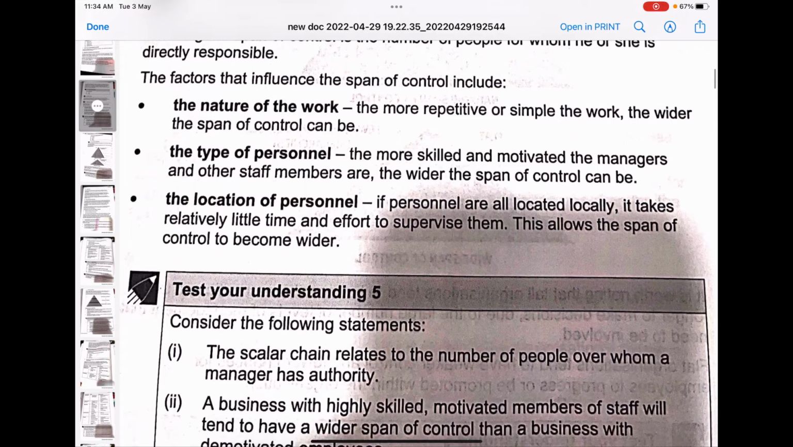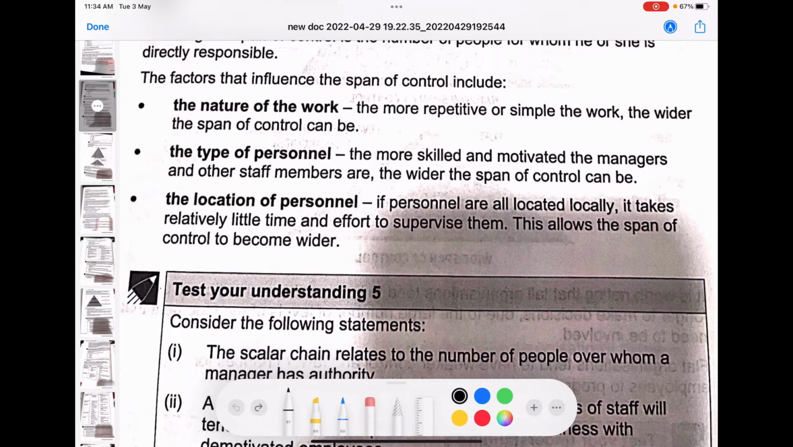The nature of the work. Okay, so if I am a teacher, let's say, and I have an exam paper to correct. So student 1, 2, student 3, student 4. If the exam paper has the same question, I'll be able to correct all the papers simultaneously. It will be simple for me. Why? Because all the answers are the same, all are repetitive, so it is easy.